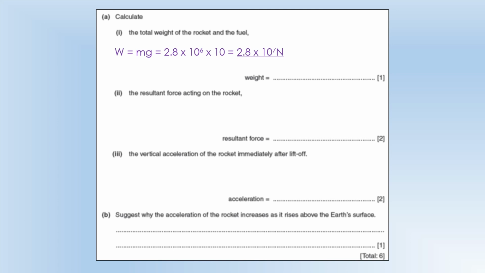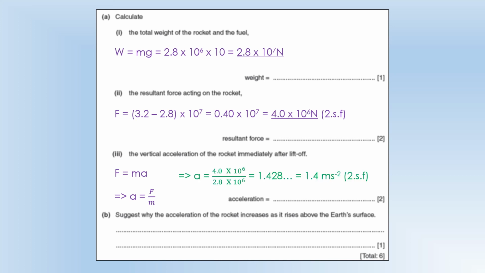The resultant force acting on the rocket, so that will be the thrust minus the weight force, and that gives us a value of 4 times 10 to the 6 newtons. The acceleration, we can just use F equals ma to calculate what the acceleration is, plug our value for the resultant force in there, and that gives us our acceleration. Suggest why the acceleration of the rocket increases as it rises above the Earth's surface.